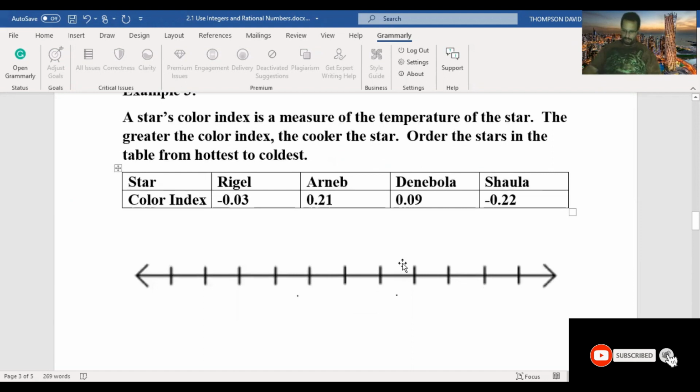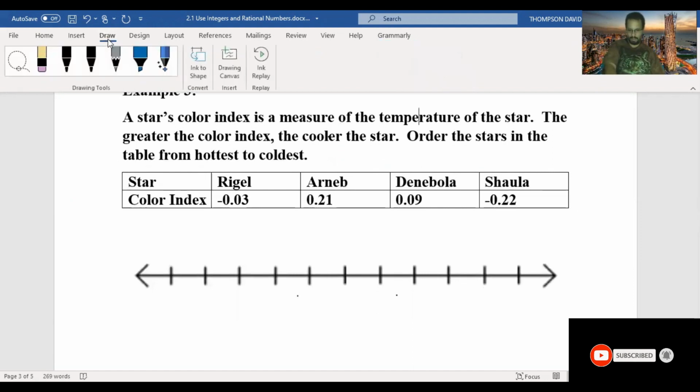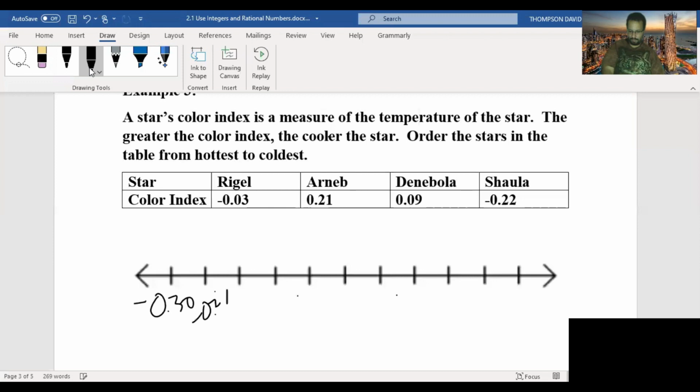Let's make a number line. So we'll start with negative 0.30. Next we'll skip one. This will represent negative 0.20.